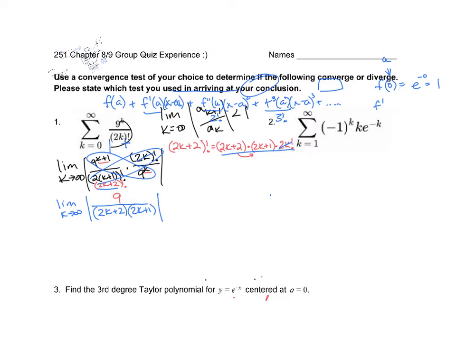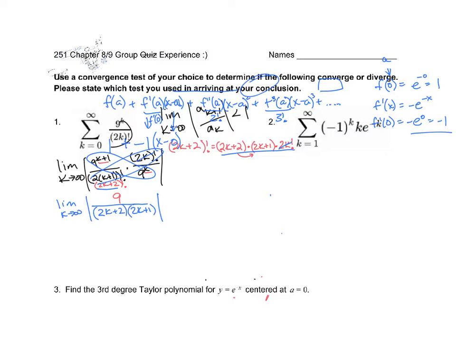F prime of x is negative e to the negative x. So f prime of 0 would be negative e to the 0, which would be negative 1. So that means we're going to have a negative 1 times x minus 0. Again, a is 0.